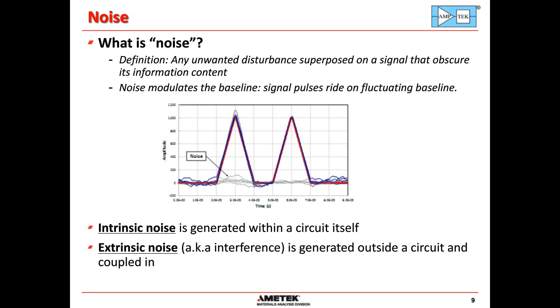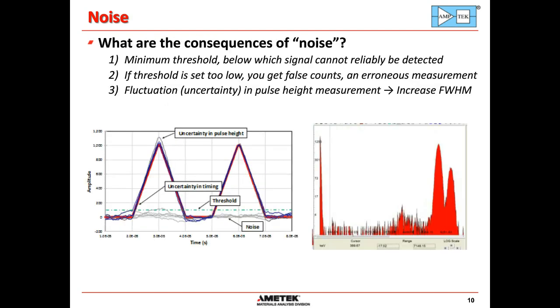So what are the consequences of noise? This sketch on the left is a simulation of pulses riding on top of noise, and on the right is the pulse height spectrum actually measured. There are a few consequences of the noise. First, it gives a minimum threshold. You cannot distinguish signal sitting in the same range as the noise. So you have to have a minimum threshold that eliminates your ability to measure the low amplitude signals. If your threshold gets set too low, then you get false counts, which is an erroneous measurement. That shows up in the spectrum on the right as that little spike of peaks at the lowest channels. That's because the threshold is set into the noise.